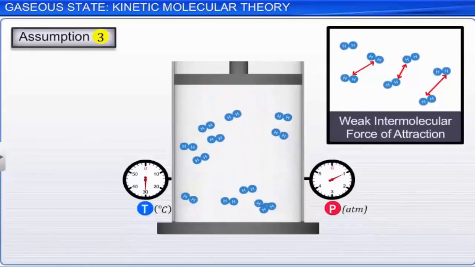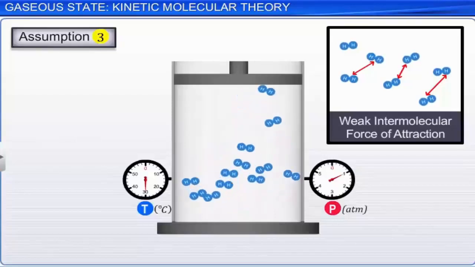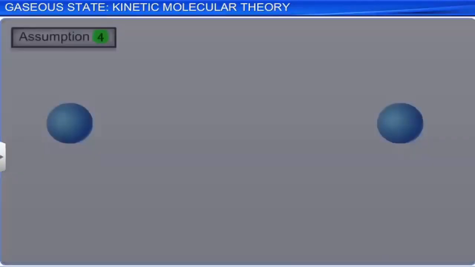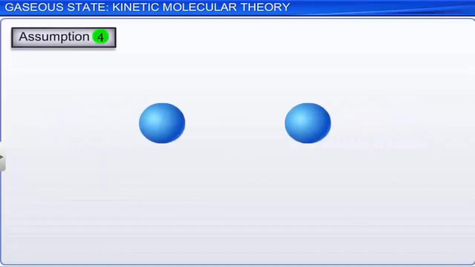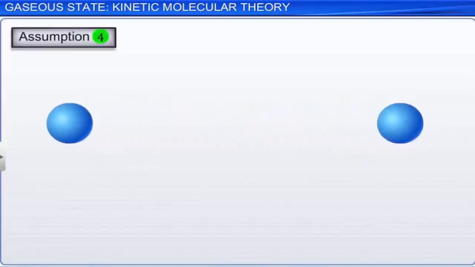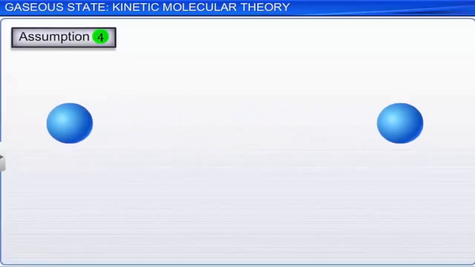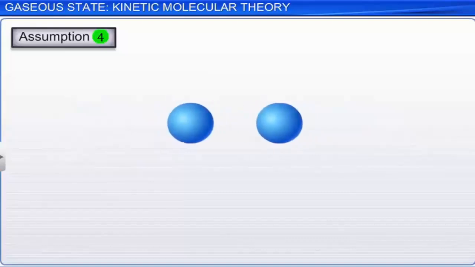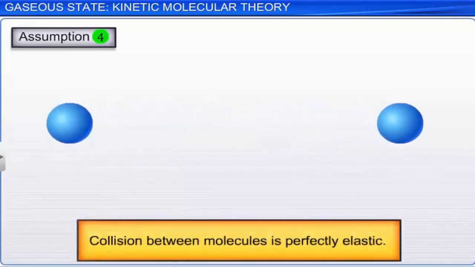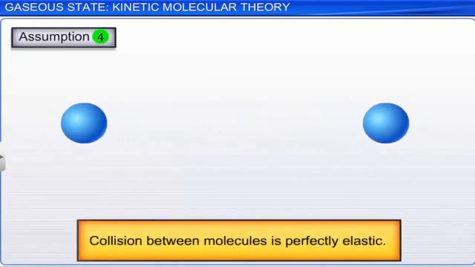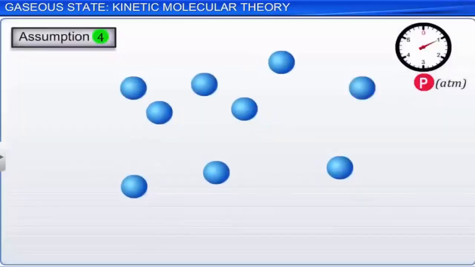Individual molecules do not gain or lose energy as a result of collision. Therefore, collision between molecules is perfectly elastic. This assumption can be justified because during collision, the molecules do not settle down or slow down.